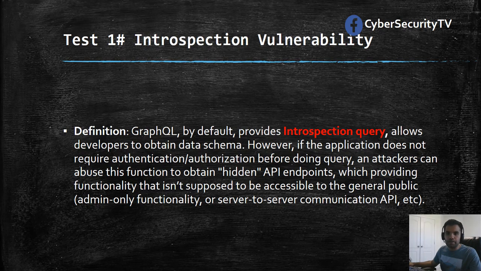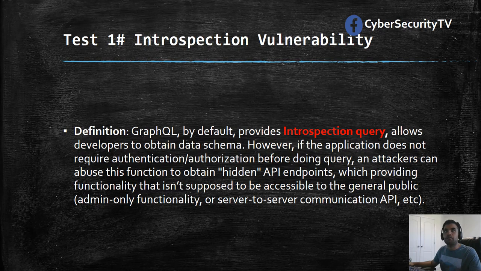The main goal here is that the introspection query should only be allowed internally and should not be allowed to the general public. You should disable that in production. If someone can fetch the entire backend API documentation and the calls available on the server, that can be very dangerous in many cases.